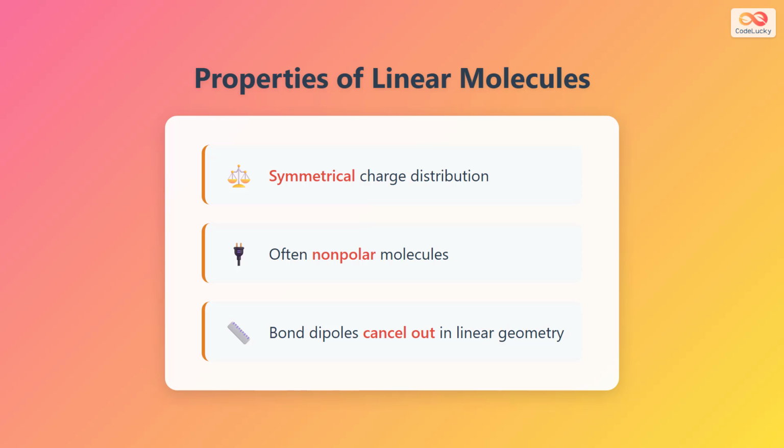Linear molecules have some interesting properties. They typically have symmetrical charge distribution, meaning the electrons are evenly spread along the molecular axis. Because of this symmetry, linear molecules are often nonpolar. The bond dipoles, which are the separation of charges in each bond, cancel each other out due to the 180-degree arrangement, resulting in no overall molecular polarity.